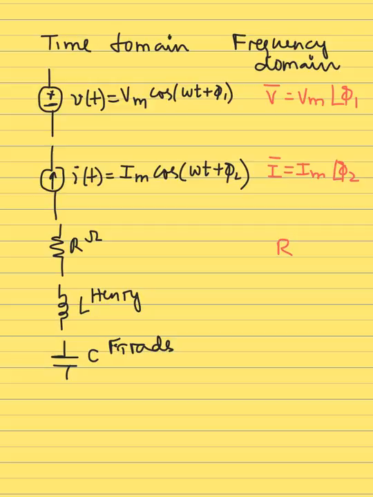L is going to change too. Although the component will remain the same, its value will be j omega L, and the units will be ohms. The capacitor will itself remain the capacitor, but its value will be 1 over j omega C, in ohms. And so, in order to analyze AC circuits, we use frequency domain analysis.